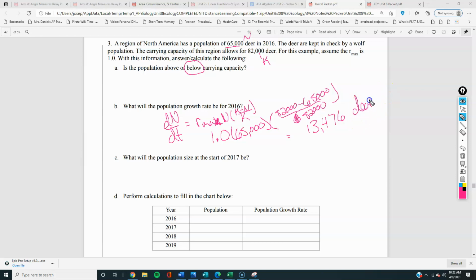You silly goose. And when I do that, I got 13,476 deer a year. Because it's population over time. I spelled deer wrong. My dearies. All right. So given that now, what do I anticipate my population to be in 2017? Well, I have 65,000 deer, and I'm adding 13,000 deer a year. So I combine those and I get 78,476 deer. Label your work.